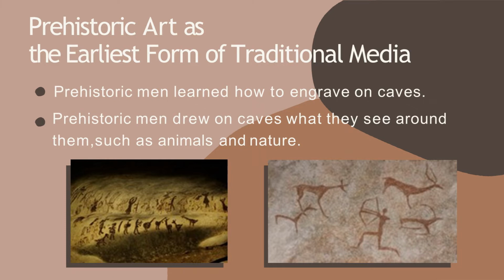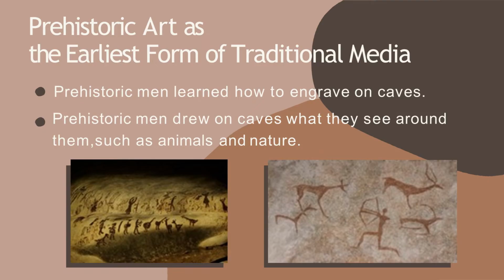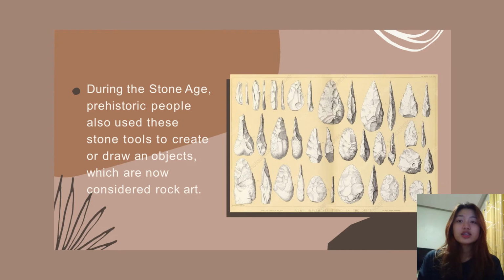First, prehistoric men learned how to engrave on caves, like we see in the picture. Next, prehistoric men drew on caves what they saw around them, such as animals in nature. Like we see in the picture, prehistoric men used to hunt, and they engraved or drew it in the caves.